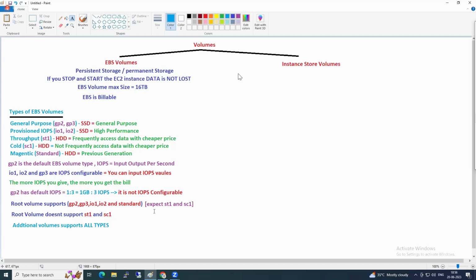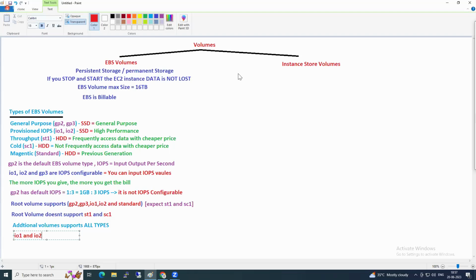Question for you. Can one volume be attached to multiple EC2 instances at the same time? What is your answer? No. But we have a volume type called IO1, IO2 that can be attached to multiple EC2 instances at the same time. I told you, this is the latest one. Previously it was not there, but AWS started allowing it. IO1 and IO2 can be multi-attached. Possible? Yes.